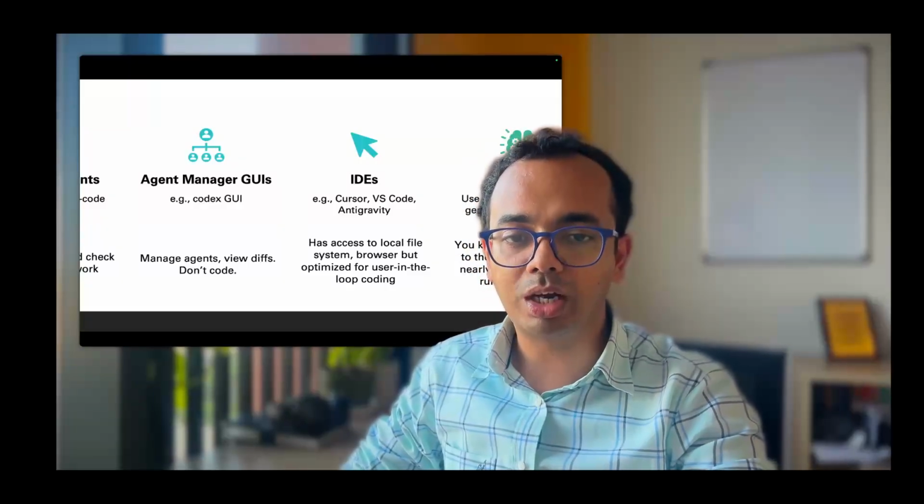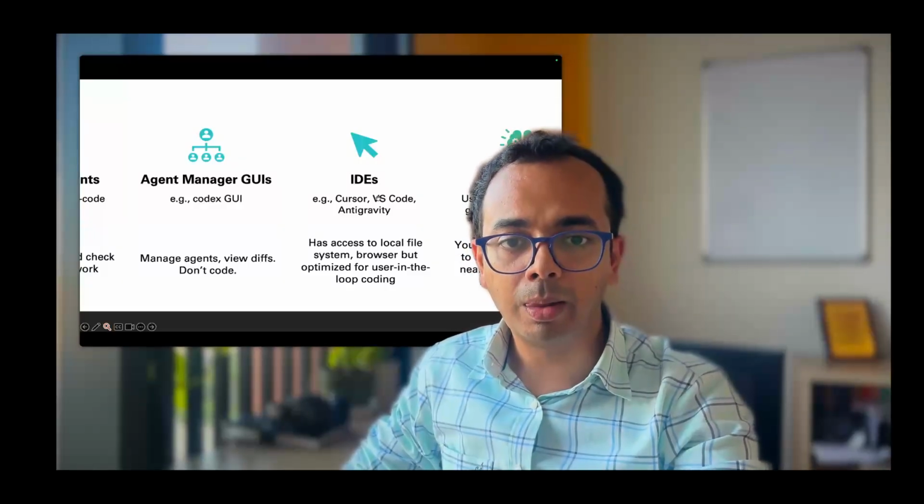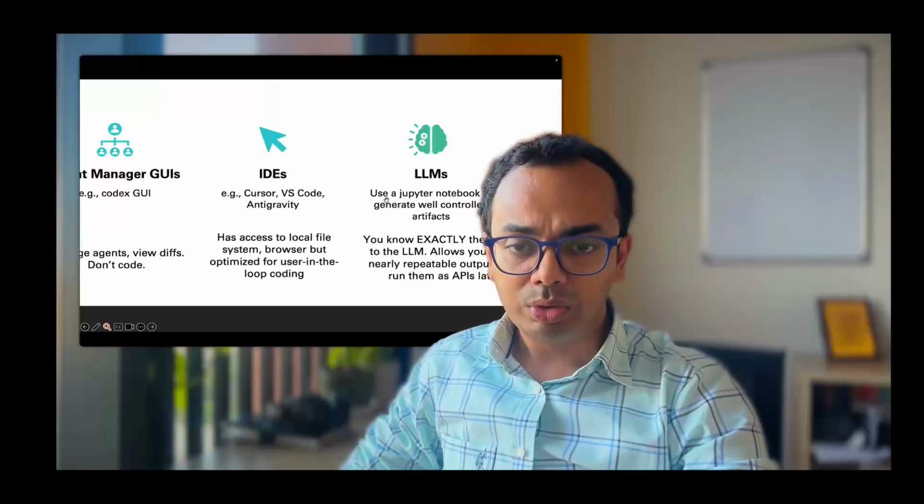The second class of things that now exists is, for example, the Codex GUI. This is primarily an agent manager GUI. You don't actually see files, you only see the tasks that you've given to various agents and what they are doing currently. You can also see diffs, but you don't actually see all the code that is present in a particular folder. You can also use IDEs.